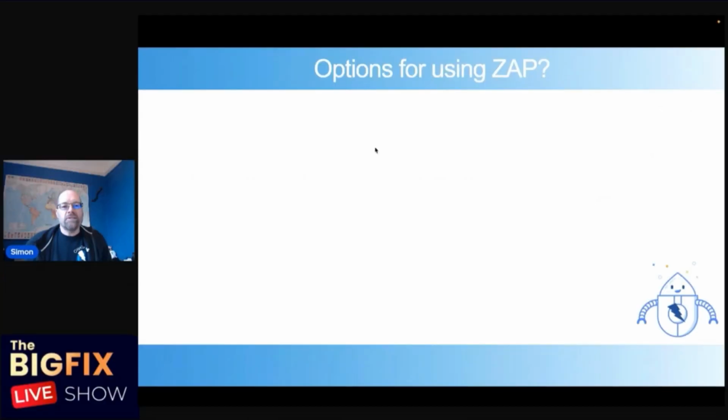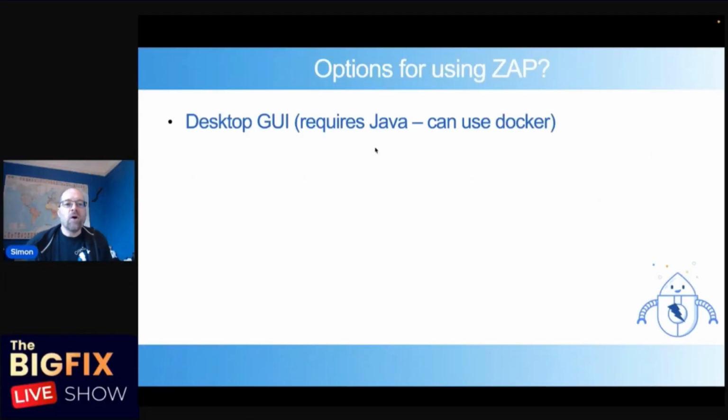So what are the different ways that you can use ZAP? One of them is the desktop GUI, and this does require Java to run, but you don't actually have to have Java installed if you don't want to. You can run ZAP in a Docker image, and we're using WebSwing, so you can actually control the ZAP desktop in your browser, which is pretty impressive technology.